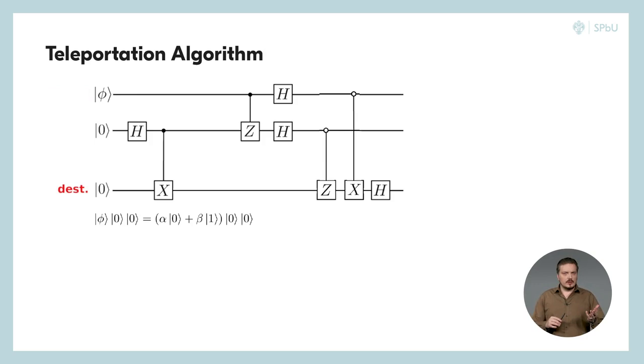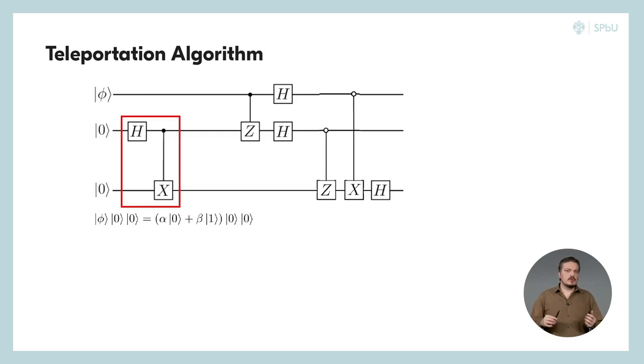The third qubit is in the state 0, and it represents the particle which will receive the state phi after the application of our algorithm. The second qubit is also in the state 0, and it is an auxiliary particle, which we will need for our algorithm.